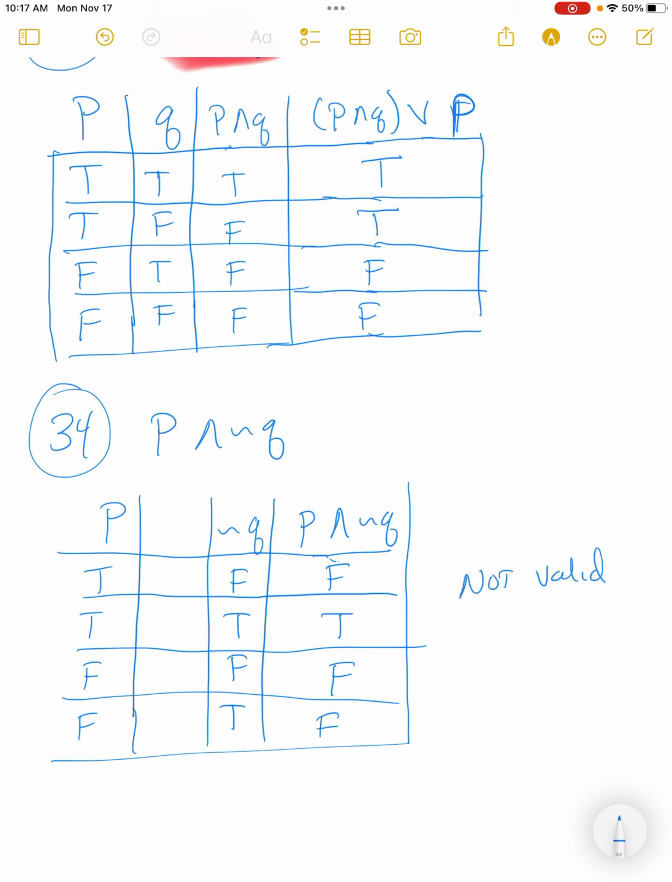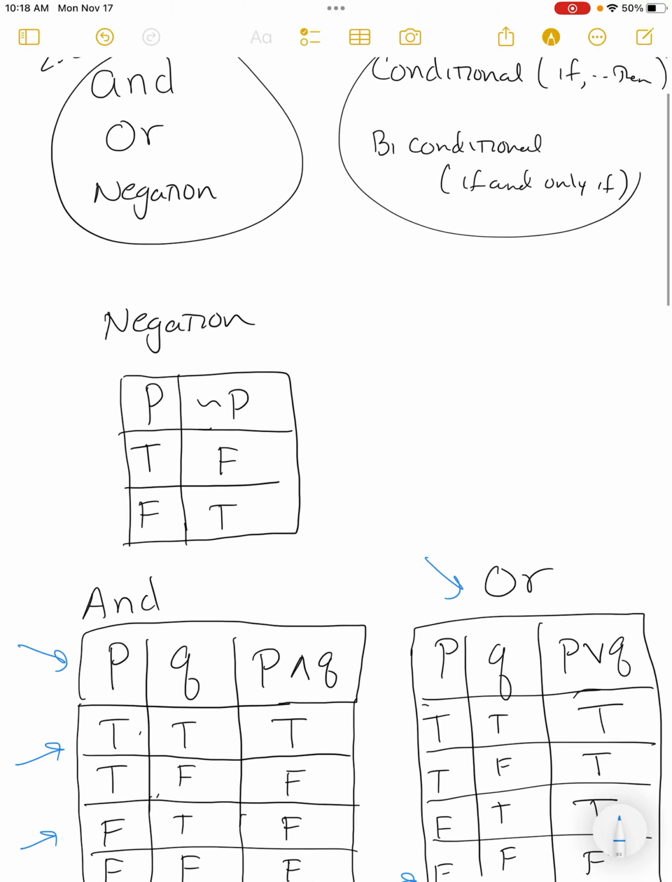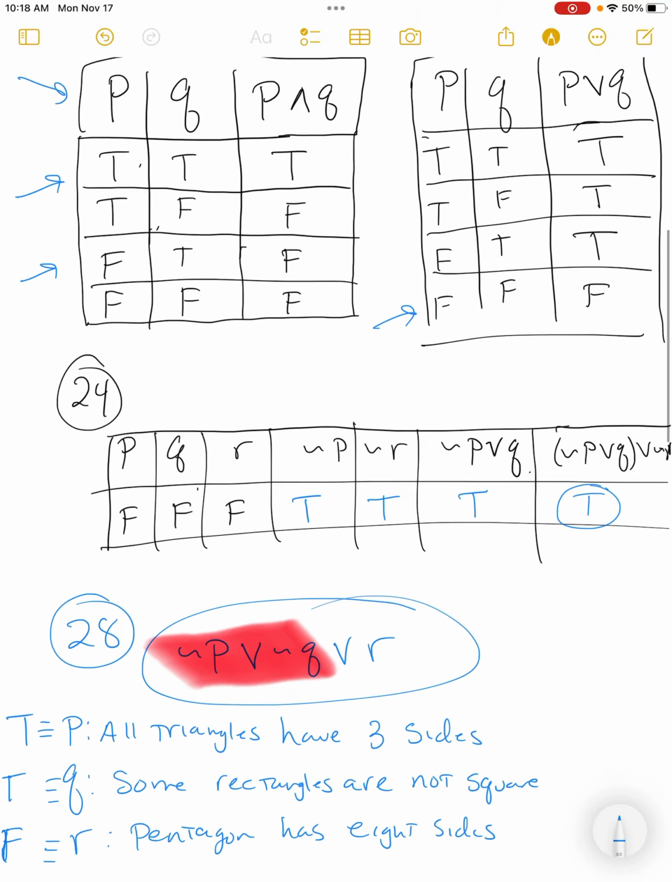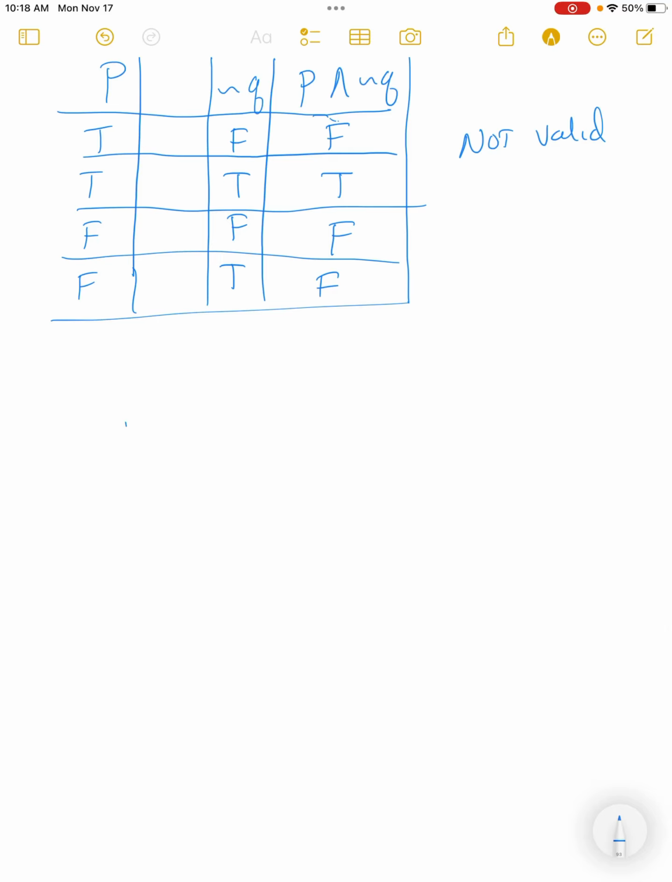They would say that this argument is not valid. The reason why it's not valid is because not all the ending truth values are true. To have a valid argument, we'd have to have true, true, true, true. That's what's happening as you go through this exercise set. We're getting comfortable using truth tables, right?